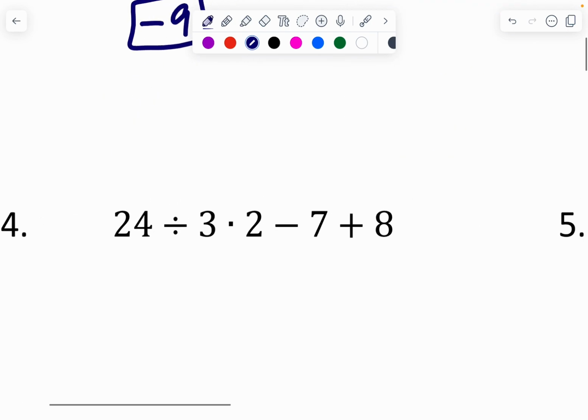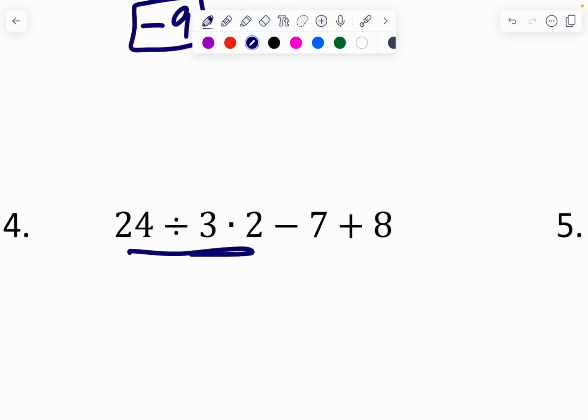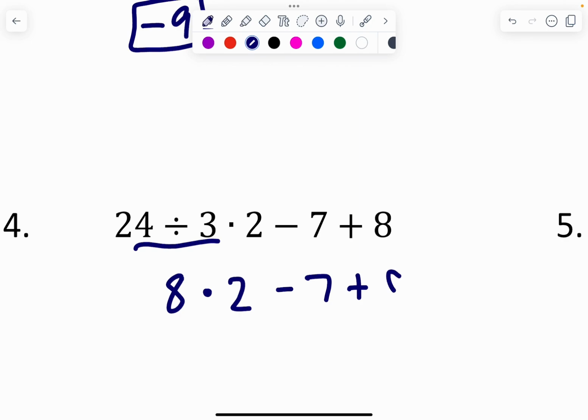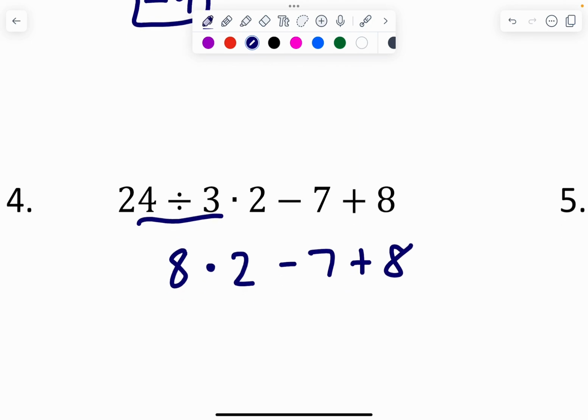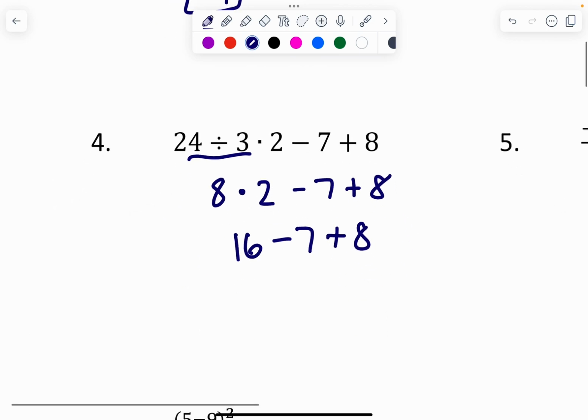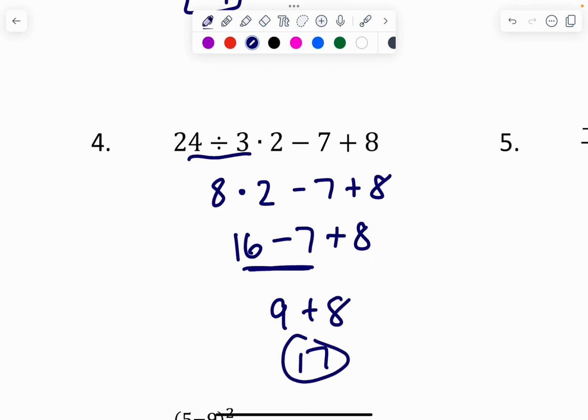Here we have multiplication, division, adding, subtracting. So multiplying and dividing comes first, but between those two, you see that division really comes first because it's further left. So what you're going to do is you're going to divide first, which is 8, then multiply by 2, and eventually do this stuff later. 8 times 2 is 16. 16 minus 7 plus 8. I know it says adding then subtracting, but it's left to right again. So you do 16 minus 7, and you get your final answer.